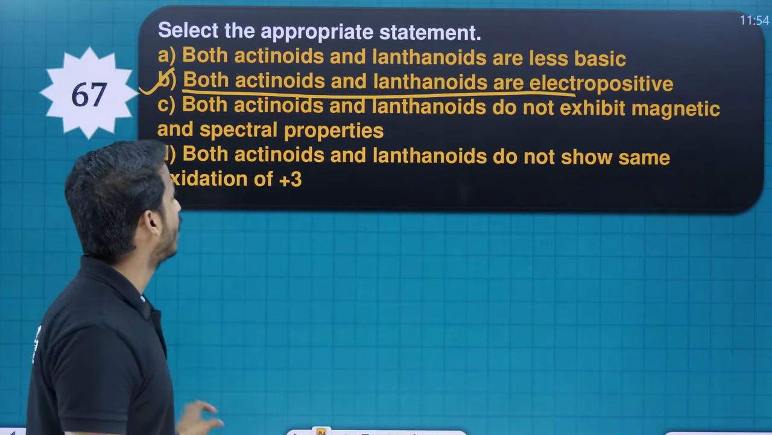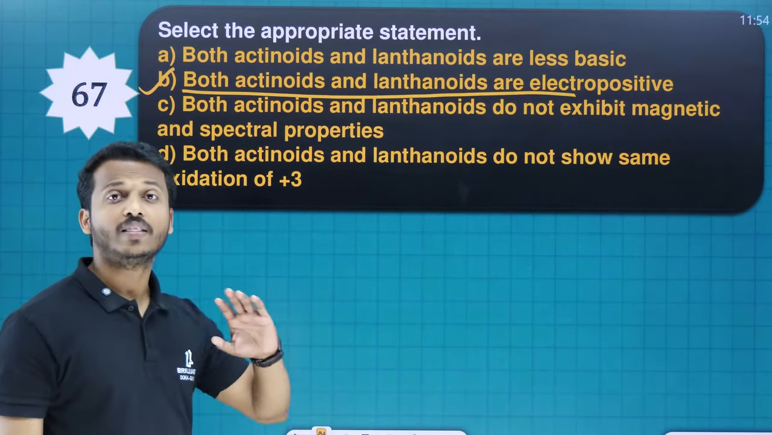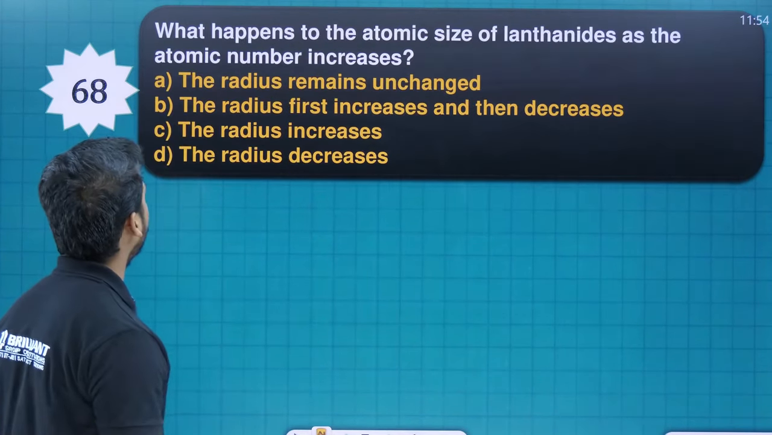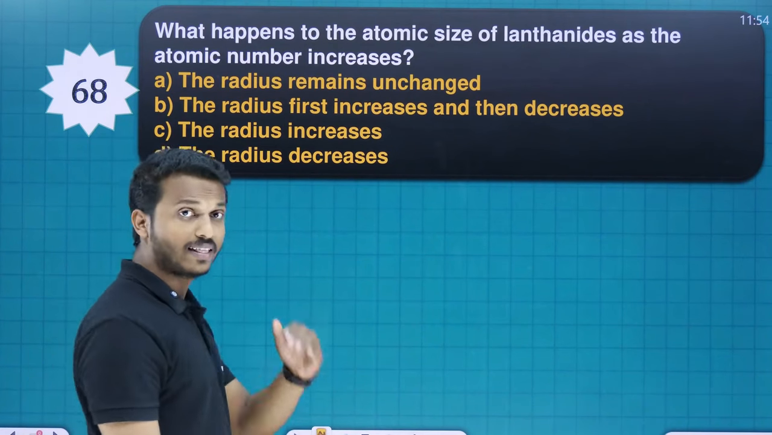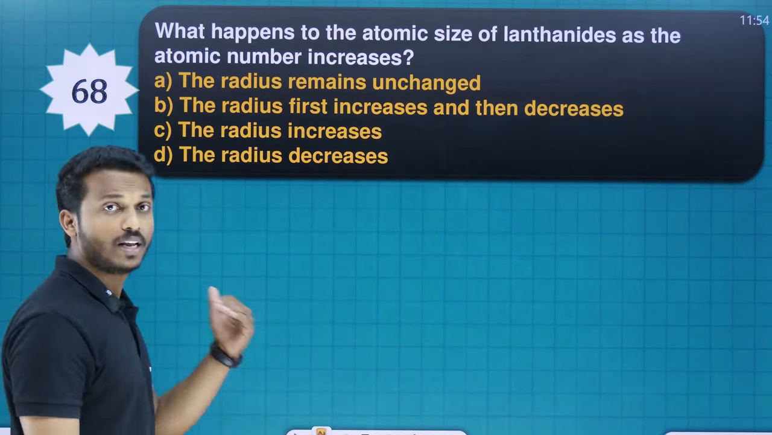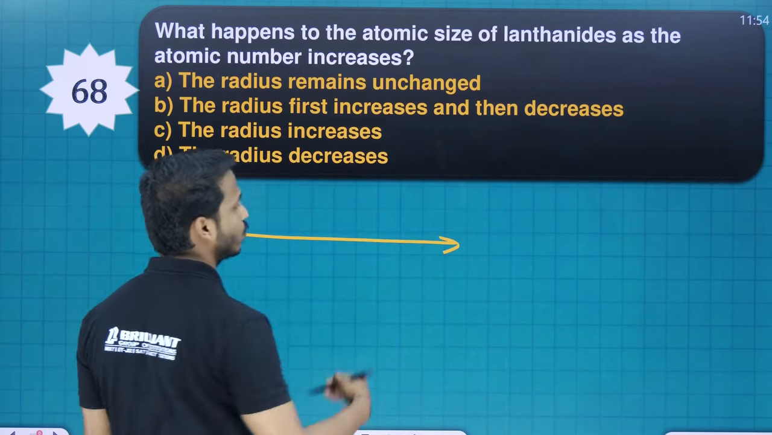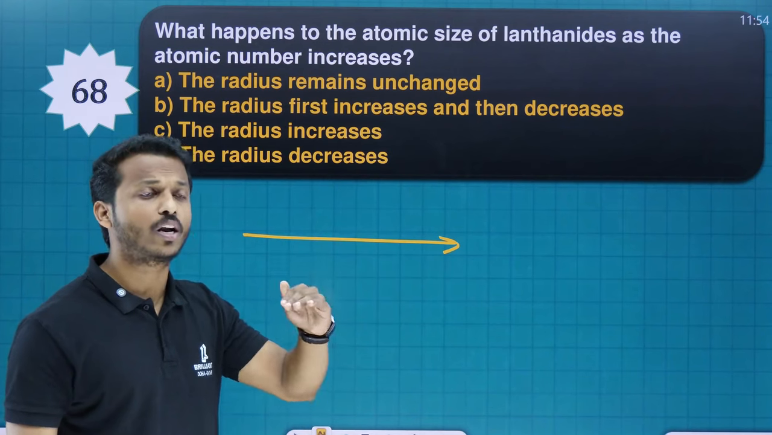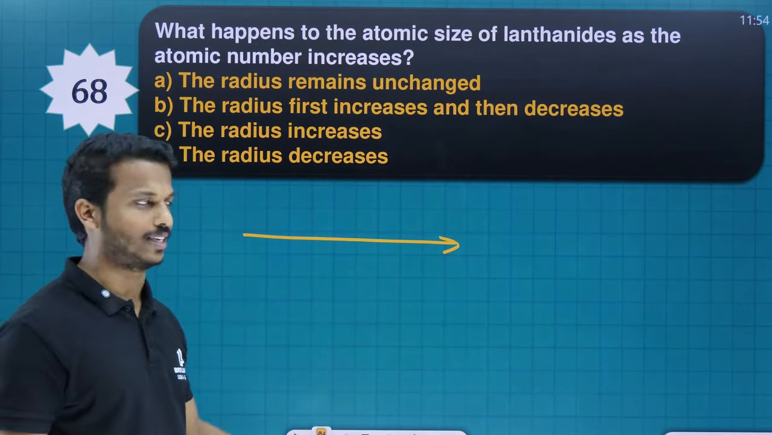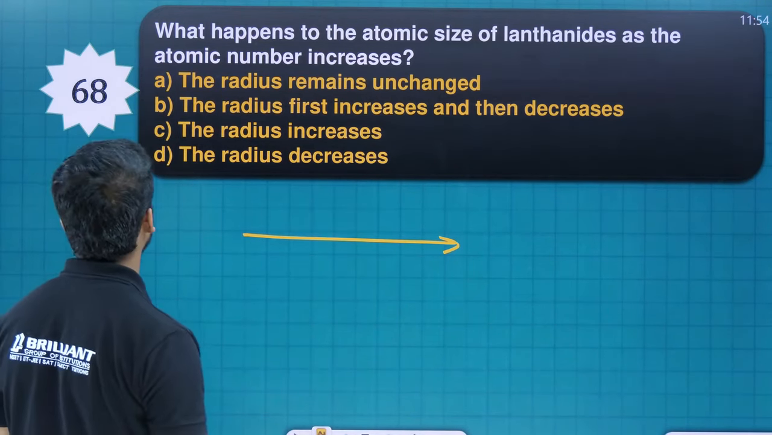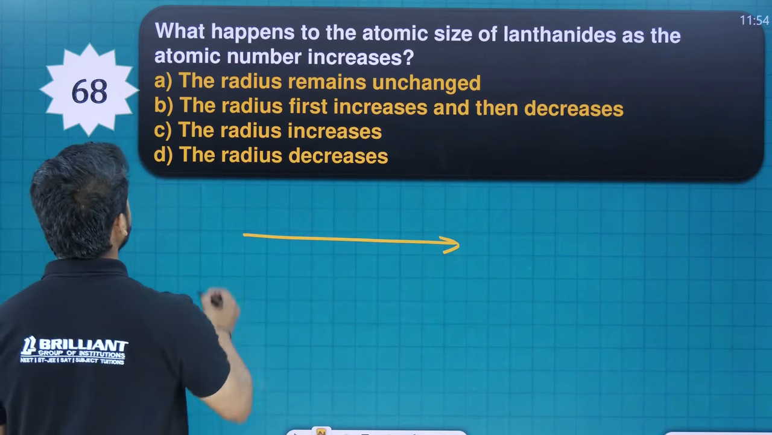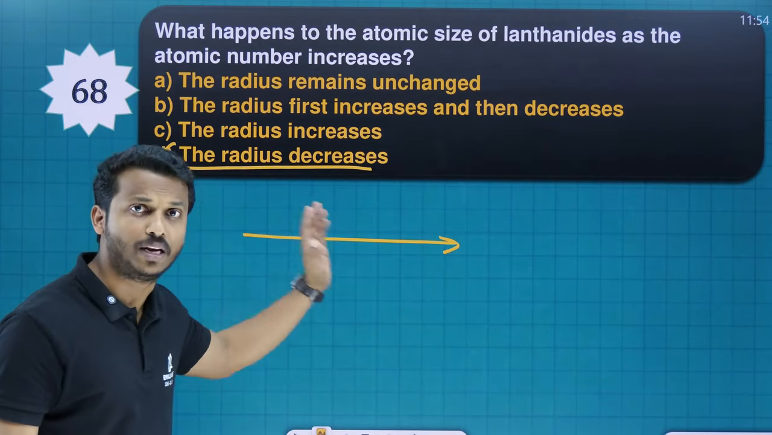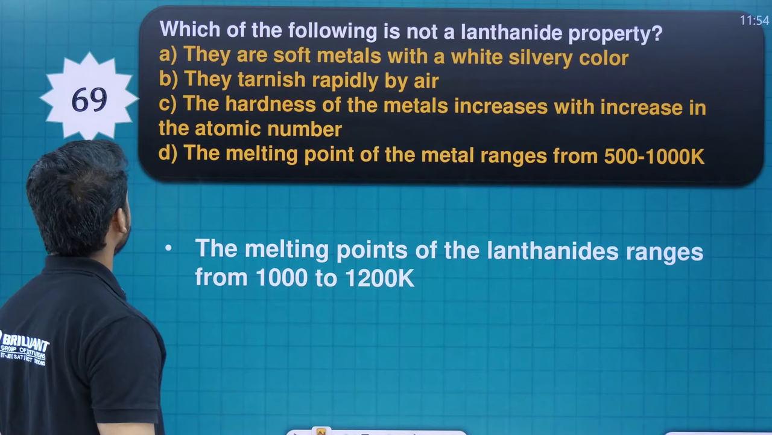Be careful. Both lanthanoids and actinoids show what? They are metallic in nature, so they are electropositive. Now, what happens to the atomic size of lanthanides as the atomic number increases? Going from left to right, atomic size decreases, but due to lanthanide contraction, it is a steady but slow decrease in size. The radius does not remain unchanged, nor does it first increase. The radius decreases. Whenever you go from left to right across a period, atomic size decreases.